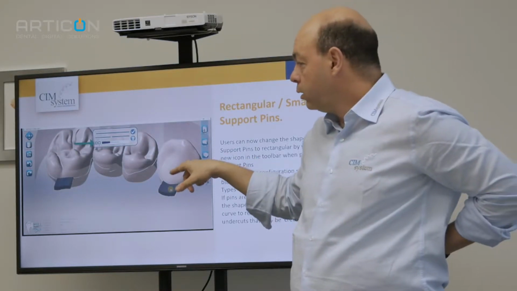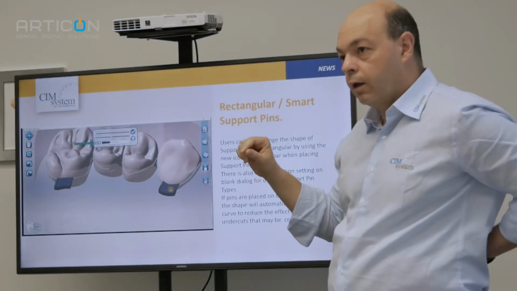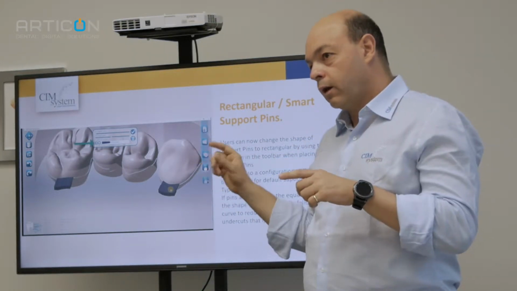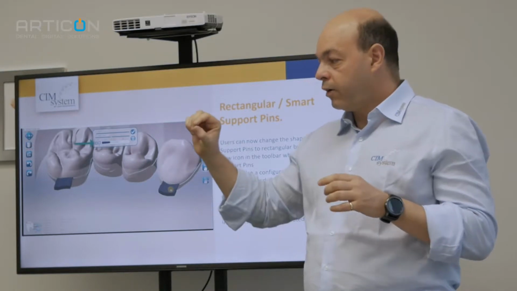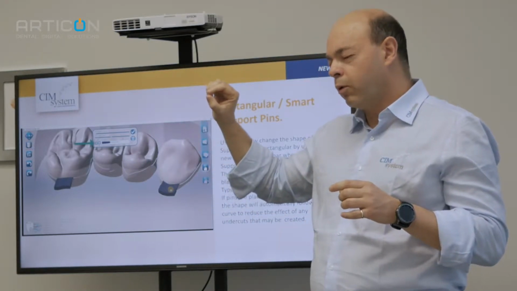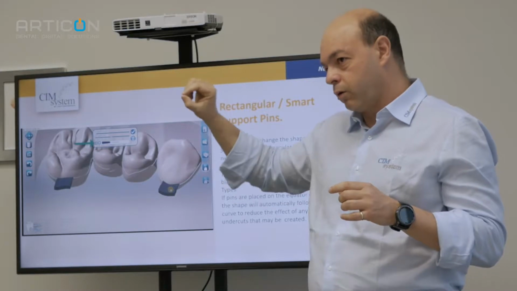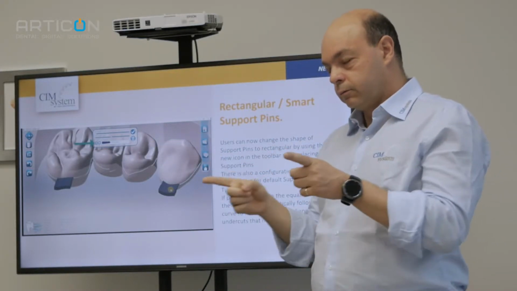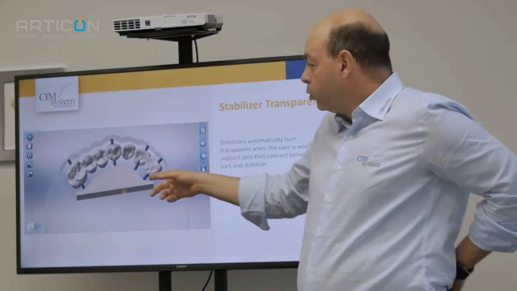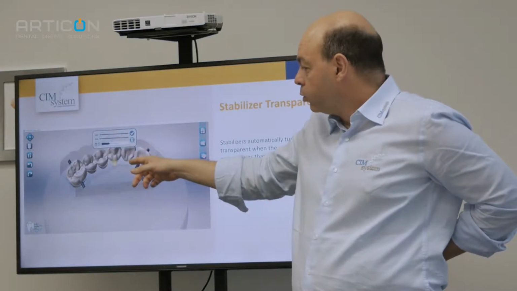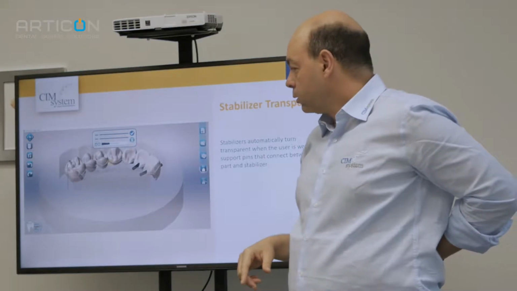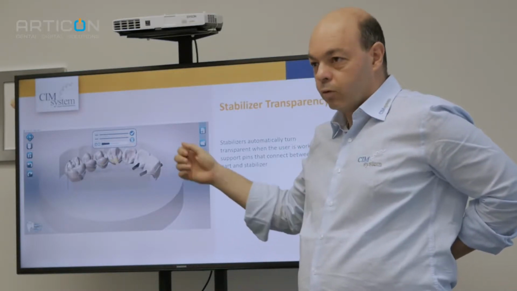In the new release, when we import the abutment, it automatically creates 3 rectangular pins, and they are much smaller: 0.2 millimeter for the width and 2 millimeter for the length. Another news: when you use a stabilizer and need to move the pin, the stabilizer is automatically put in transparency. Now it's easier to move the pin.